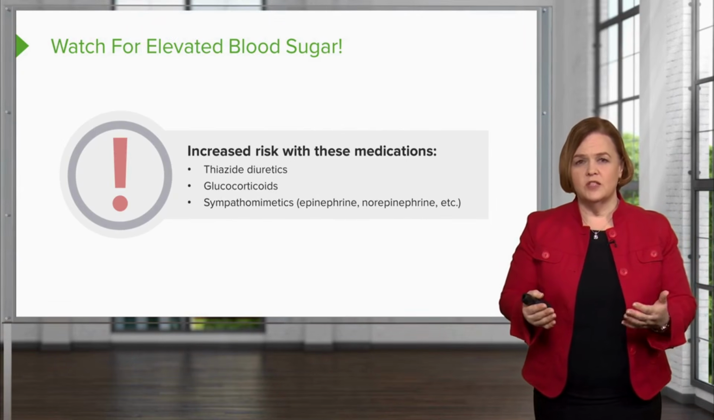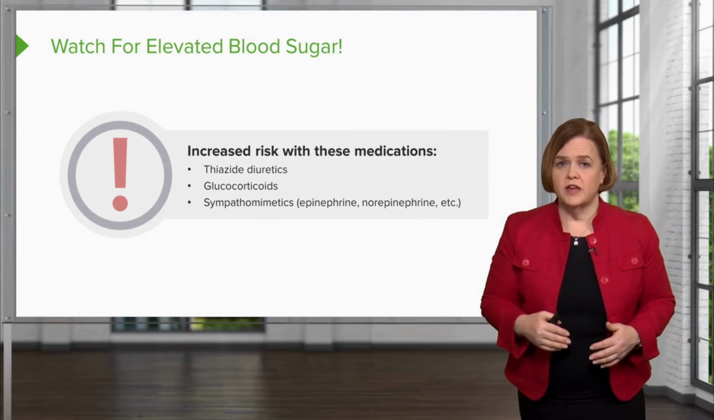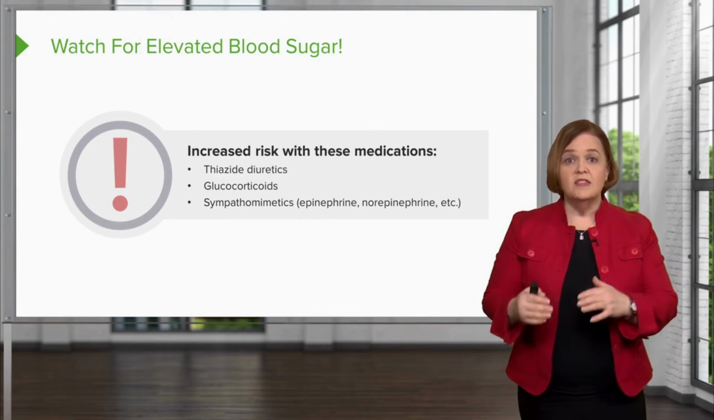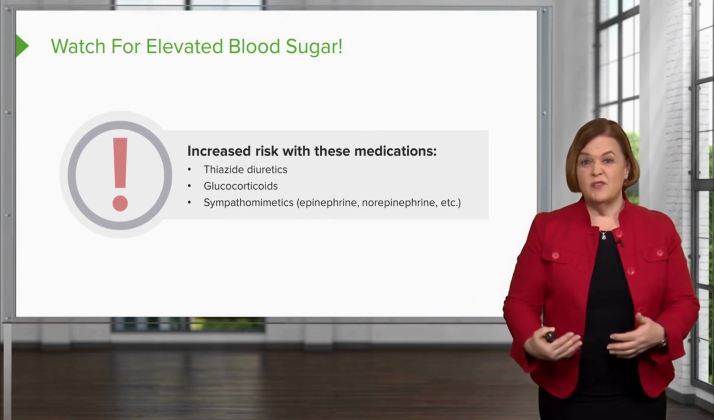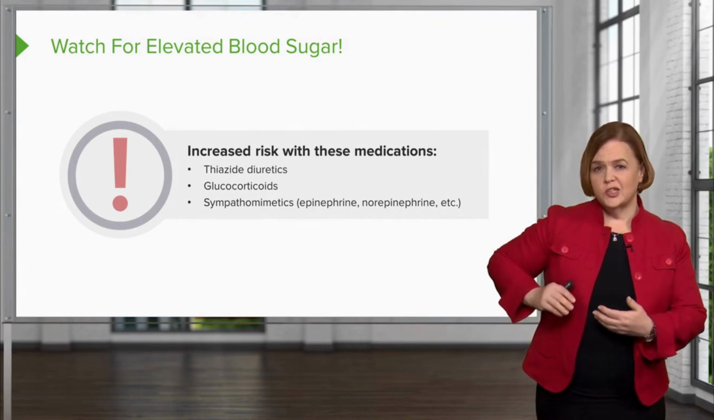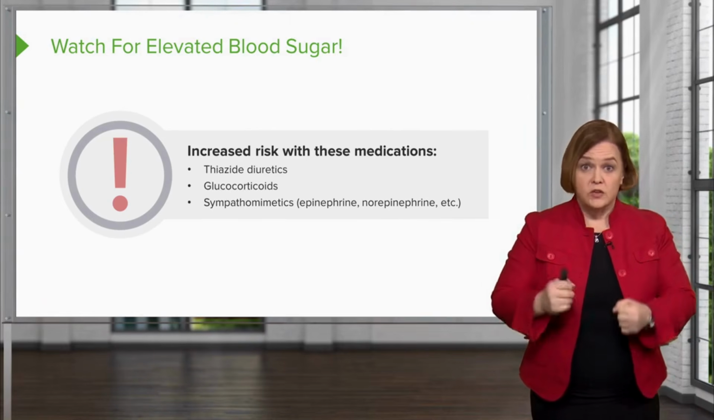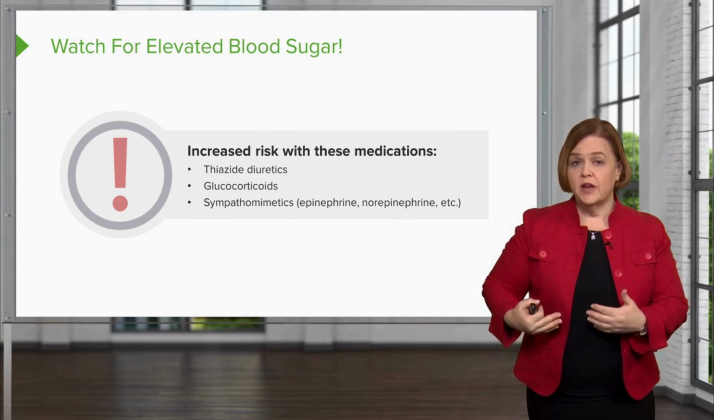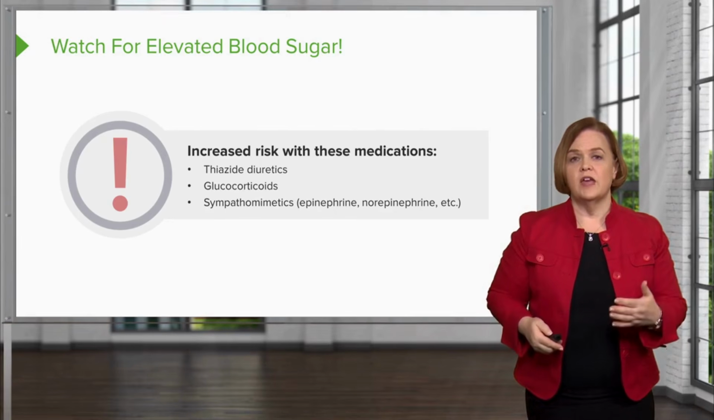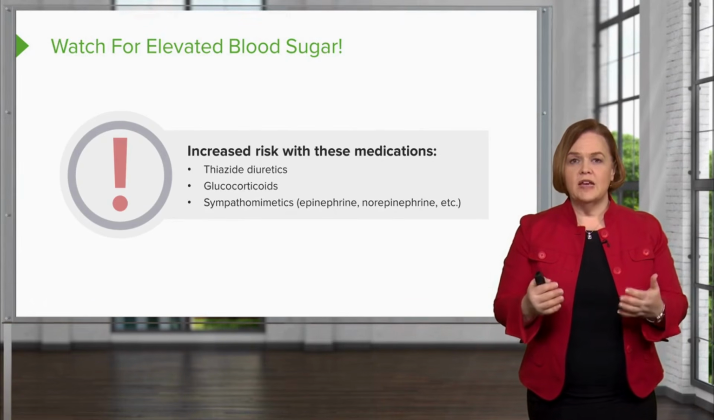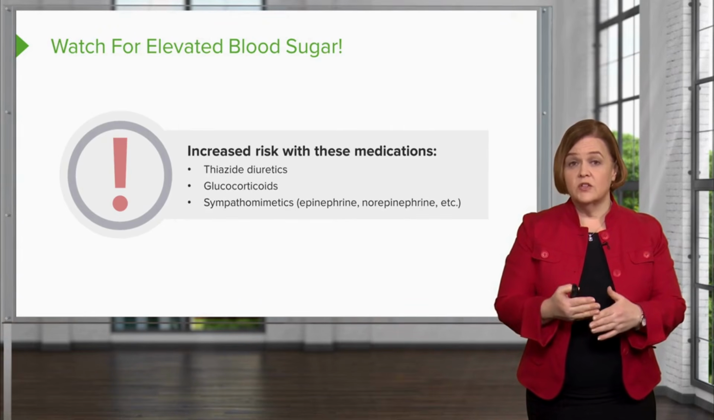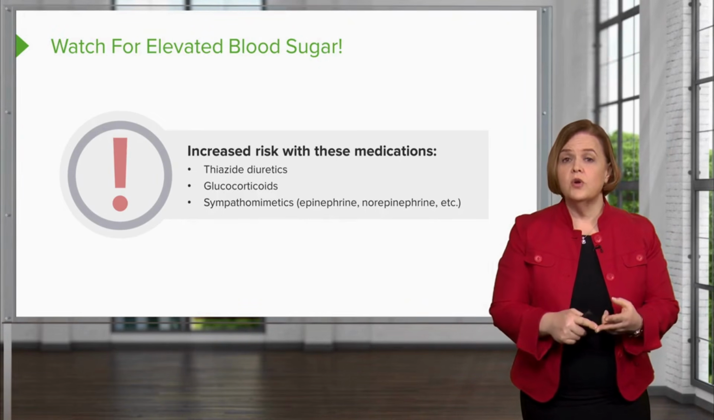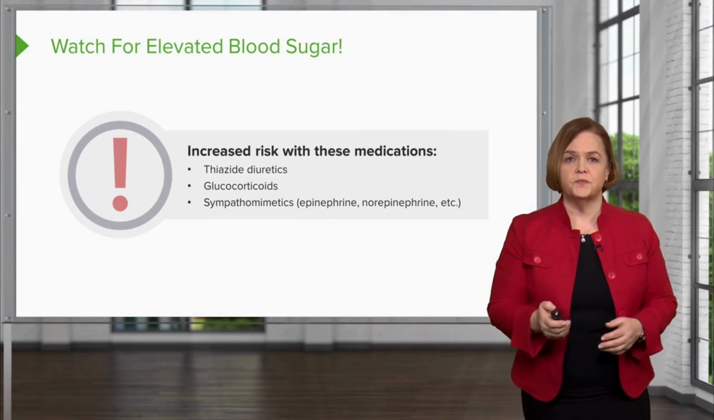Glucocorticoids will elevate anyone's blood sugar and is particularly problematic for diabetic patients. Sympathomimetics are drugs that mimic the sympathetic nervous system. Remember, that's that epinephrine and norepinephrine that encourages your liver to break out that stored energy when you think you need to really kick it into high gear. Well, sympathomimetics will cause that reaction in your liver, which will therefore elevate your blood sugar. So when I'm thinking about medications that put a diabetic client or somebody on insulin at risk for elevated blood sugar, I'm thinking thiazide diuretics, glucocorticoids, and sympathomimetics.